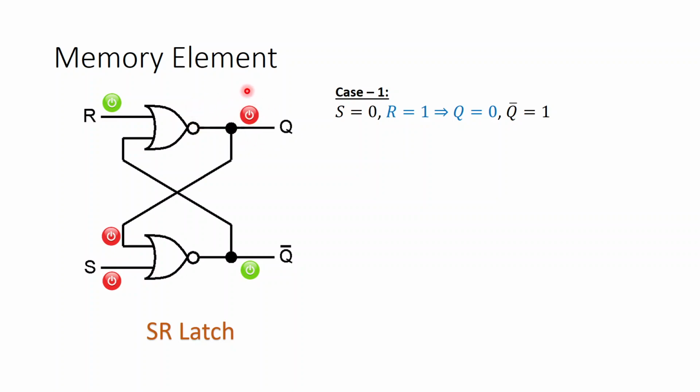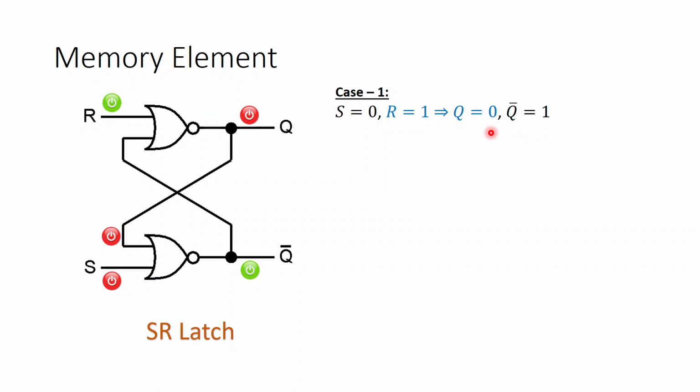That means now this set of output is a stable output set for the combination S equals 0, R equals 1. So that is what is written here. S equals 0, R equals 1 would give you the output set like this.